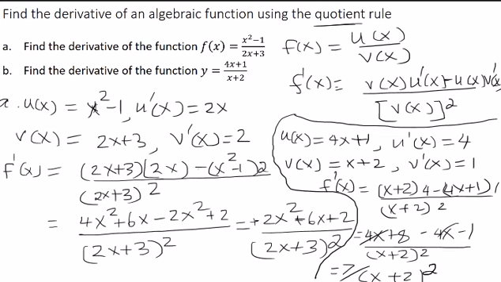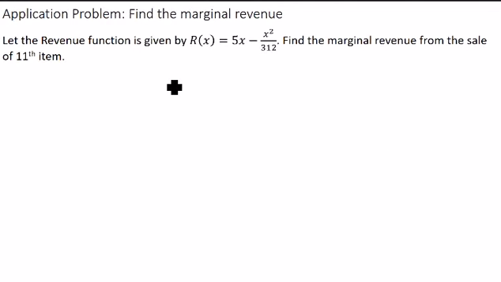Now we're going to look at the application problems. The first one we're going to look at is the marginal revenue, and then we'll look at the marginal demand, the instantaneous rate of change of the demand function, later. In this example, we're going to look at the revenue function, which is given by R of x equals 5x minus x squared over 312, and we have to find the marginal revenue.